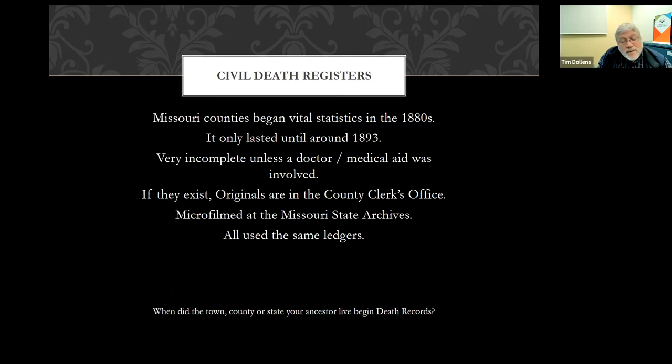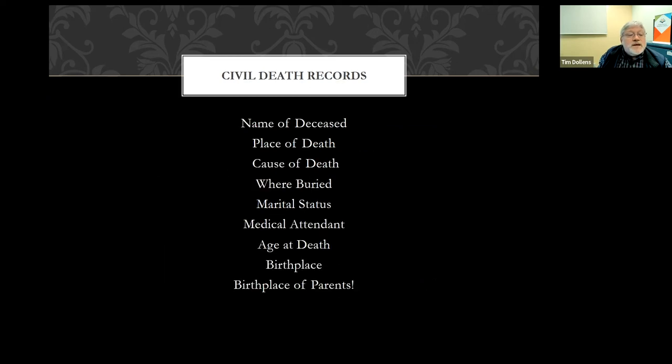Now, that means you don't have to pay for copies, but the records are free to look for and look at. All right, again, most of them are pretty simple. Name of the deceased, place of death, cause of death, where they're buried, marital status, medical attendant, and of course, age at death. Birthplace and birthplace of parents is the important thing you want to look for. And of course, if you're interested in what they died of, they might be a diabetic, or they might have Bright's disease, which is kidney failure. It might be something that runs in your family that might be of interest to you for your family health record.